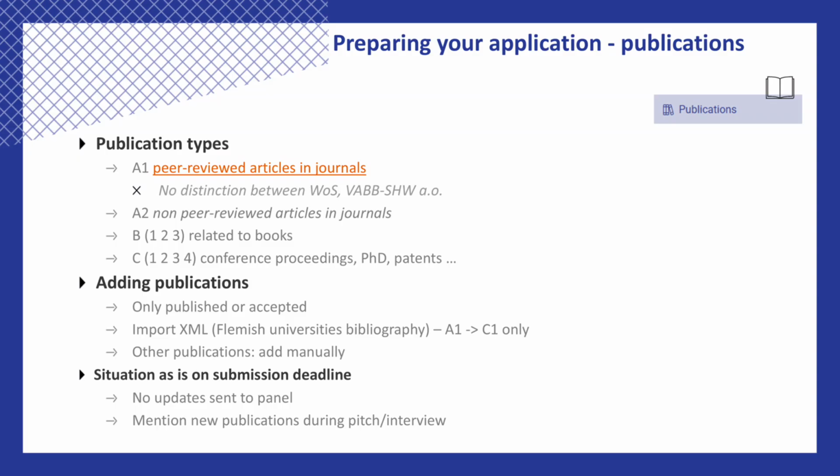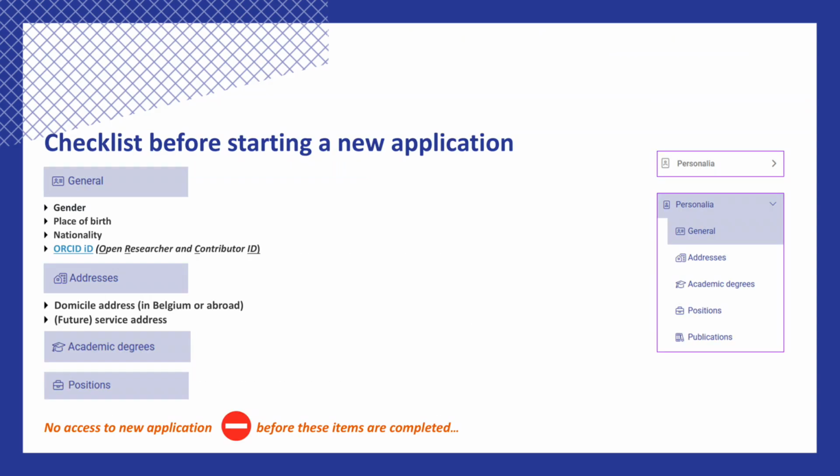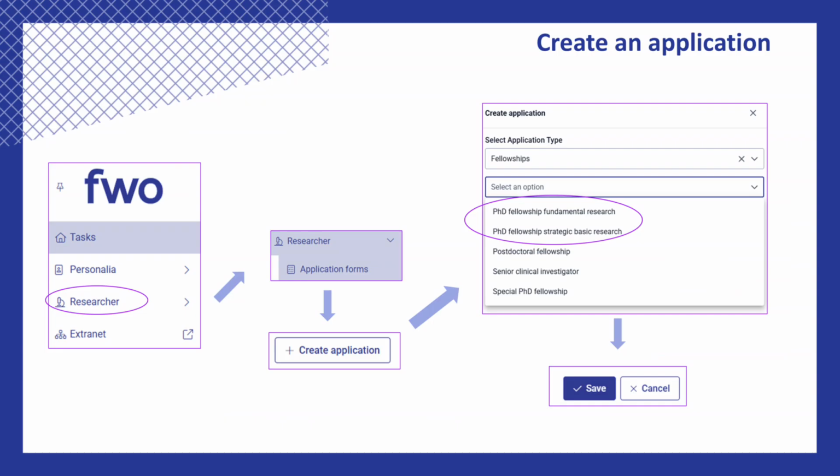After submitting your application, updates to the publication list won't be shared with the panel members, so mention any new work during your interview. Ensure your personal details are accurate and complete before starting a new application. Access is restricted if any of the required items are missing. After confirming your personal information, you can start a new application by selecting the Researcher tab, clicking on Application Forms and then on Create Application.